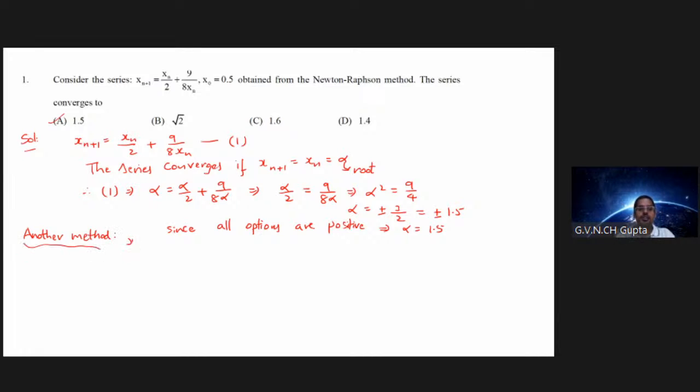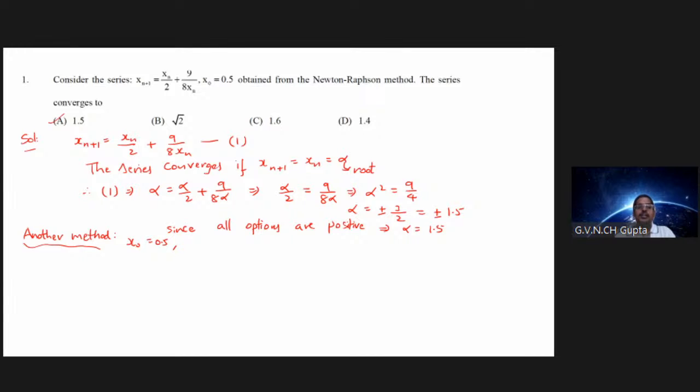So x0 is already given. In the first method, without x0, we can proceed like that. But with x0, we can directly do the iterative method, finding x1, x2 one by one, starting from 0.5. Okay.